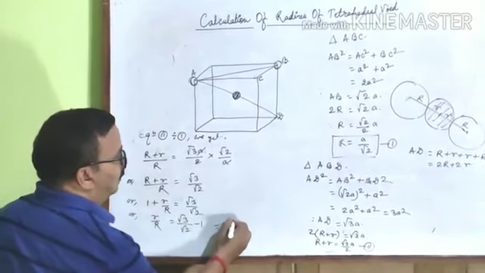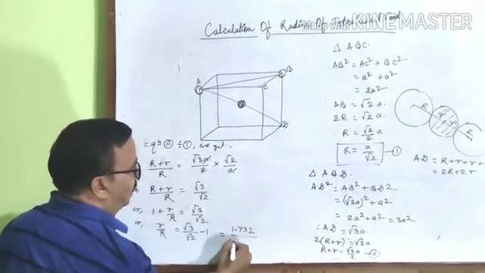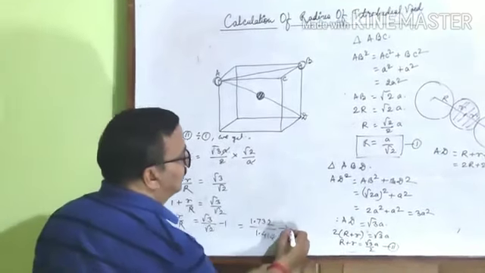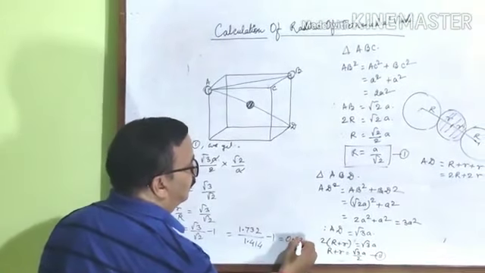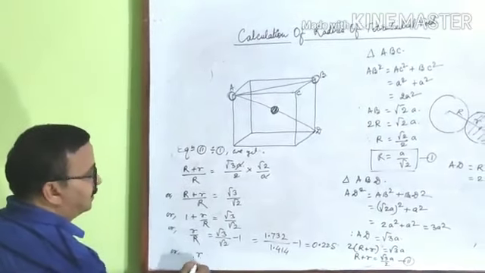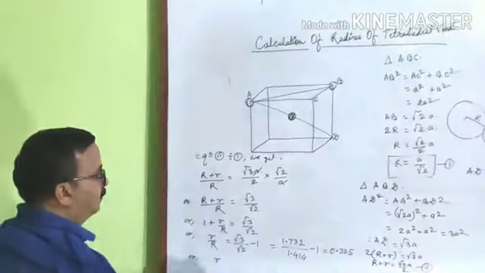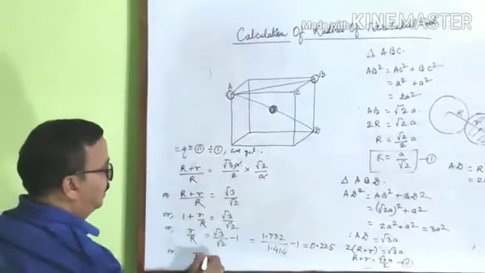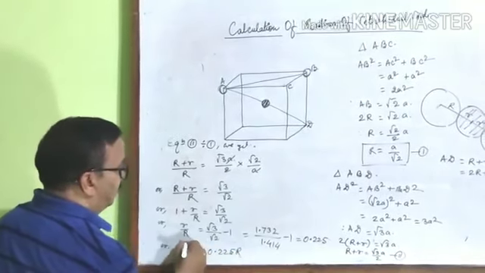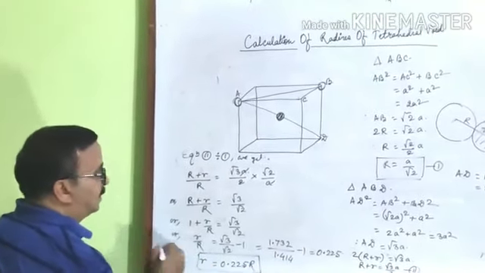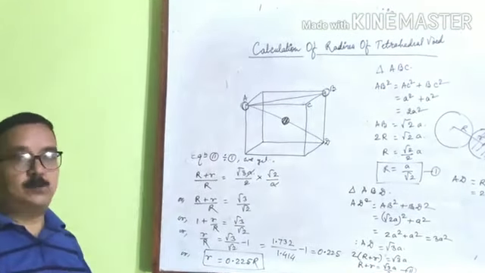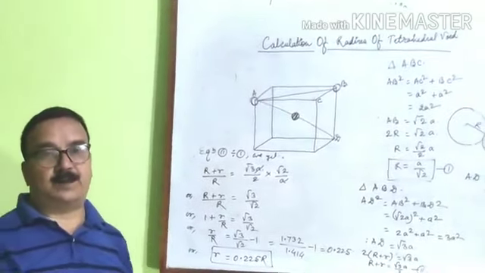Root 3 is 1.732 divided by root 2, which is 1.414, minus 1. So it is equal to 0.225. So we can say that r, the radius of the tetrahedral void, is equal to 0.225 R. So the radius of a tetrahedral void is equal to 0.225 into R, that is the radius of the sphere.